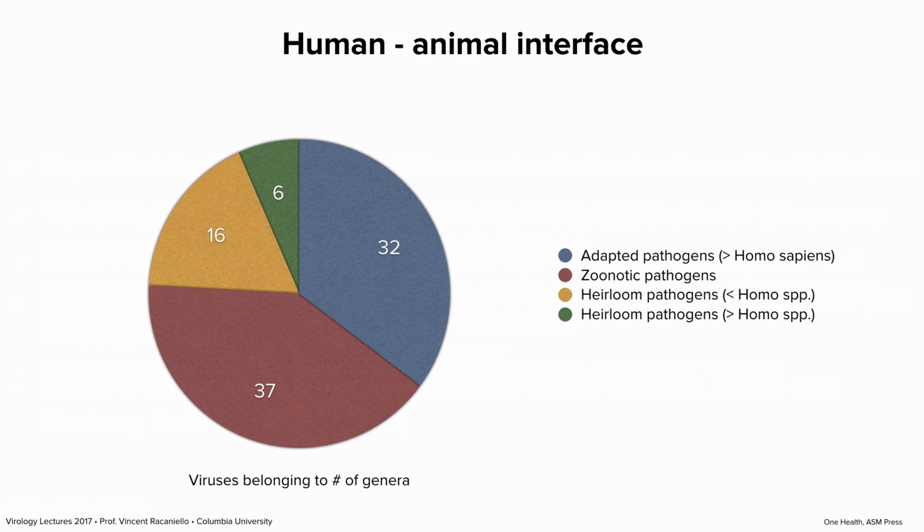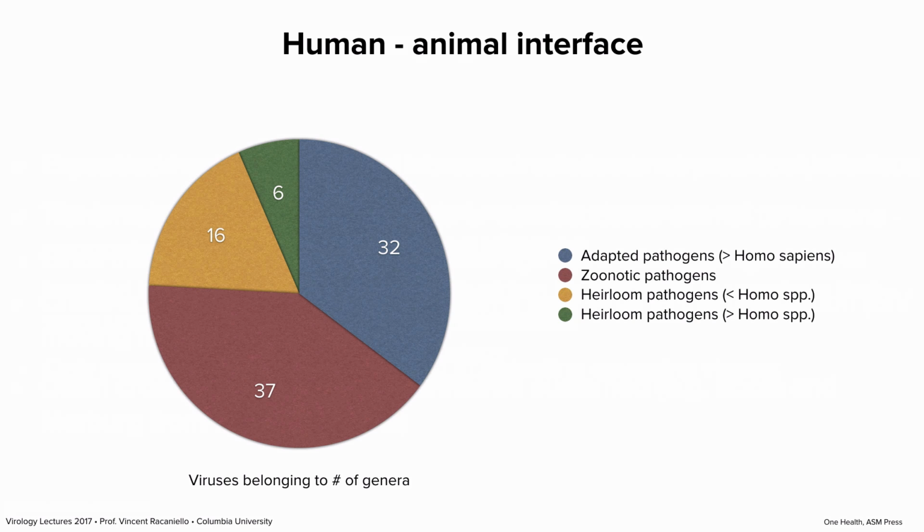So the human-animal interface is extremely important for emerging infections. The world has way more animals than humans on it, and they're the source of many of the infections we get. So here's a pie chart showing you the number of viruses in terms of genera in a number of different categories. In blue, 32 are what we call adapted pathogens. These are viruses that we got from animals.